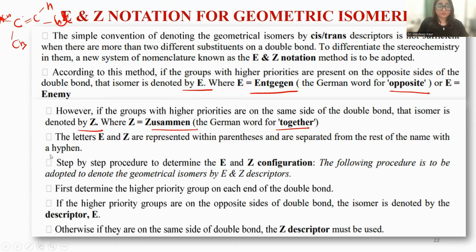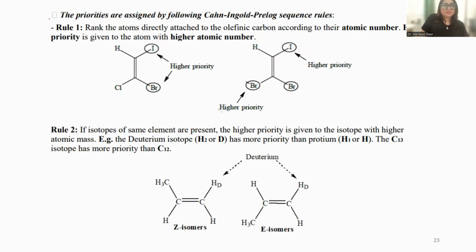Now first, determine how we will get it. You have to first determine the higher priority group on each end of the double bond. If higher priority groups are on the opposite sides of the double bond, then we say it's E. And if they are on the same side, then we say it is Z, zusammen. Now just take the first rule. These are high priority groups, iodine. All groups are different, so that's why we require E and Z. Iodine and bromine have high priority on the same side, so they are Z. And here they are on opposite sides, so it is E.